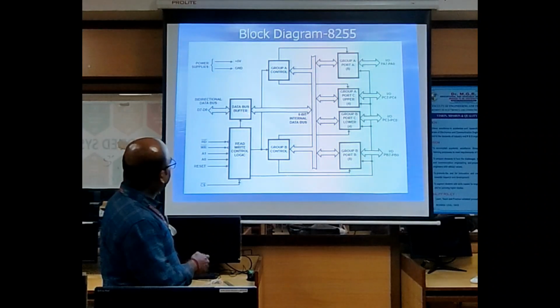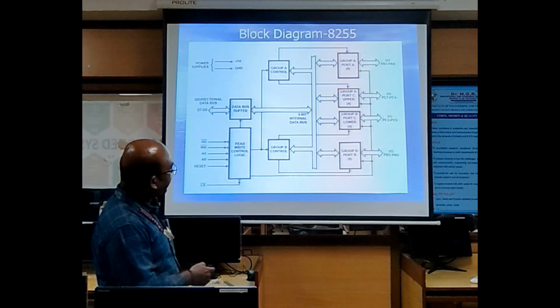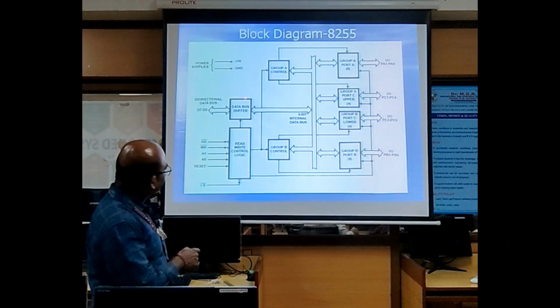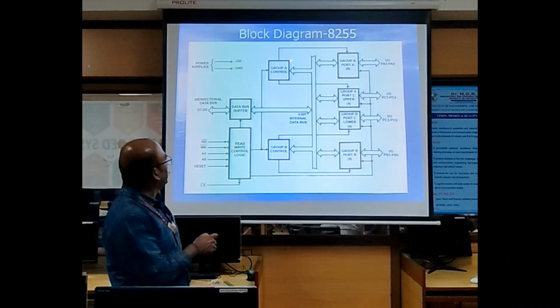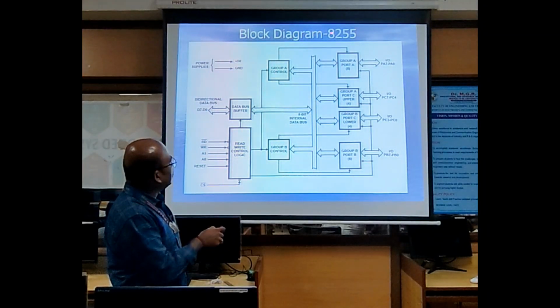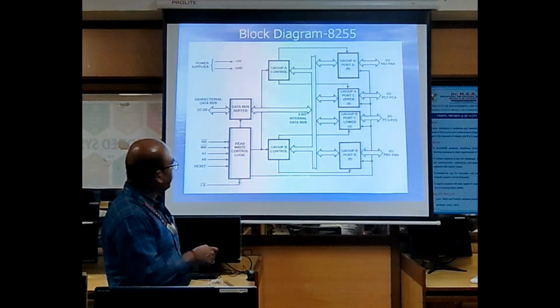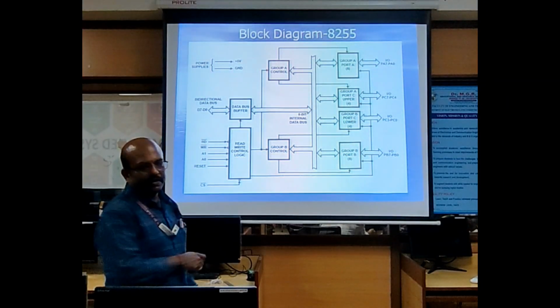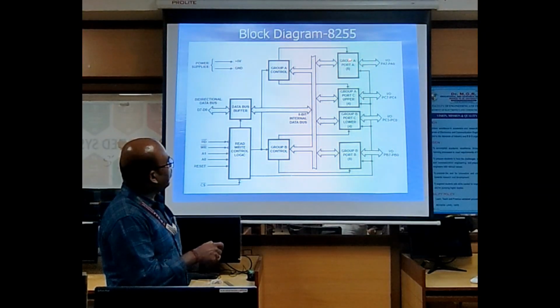So when any data comes, the data goes to either port A, port B or port C. Suppose the control word comes from the processor, that will be stored into group A control and group B control. Group A controls port A and port C upper. Group B controls port B and port C lower, right? Next, port A. Port A is the 8-bit bidirectional port. There are 8 pins, port A0 to port A7. It is bidirectional, input and output.